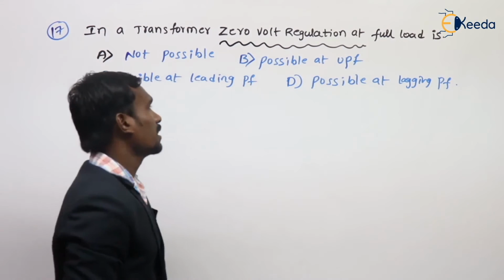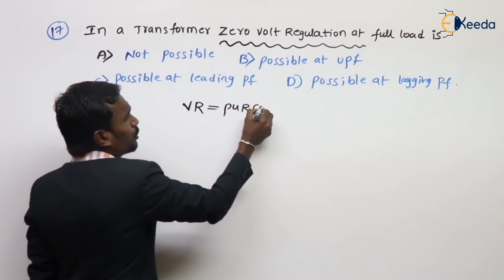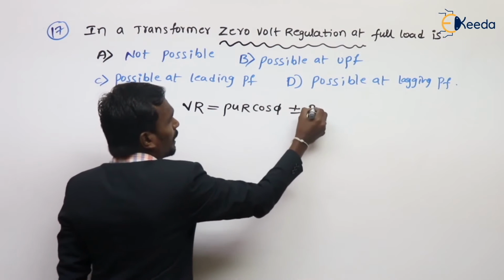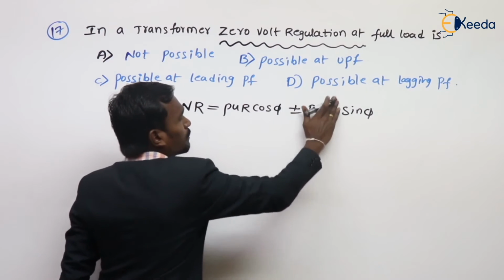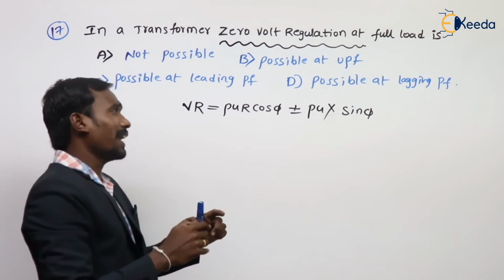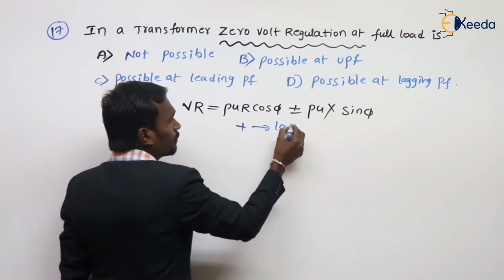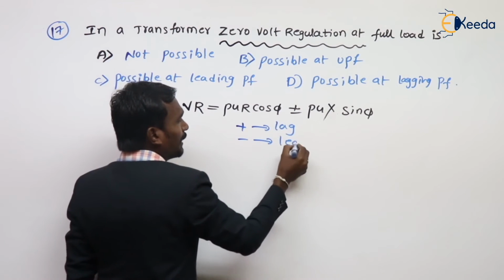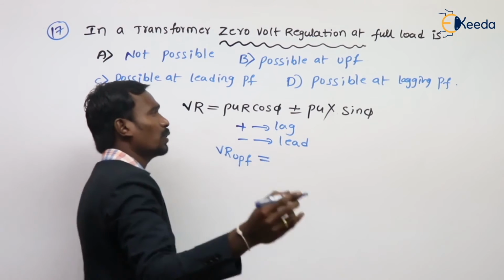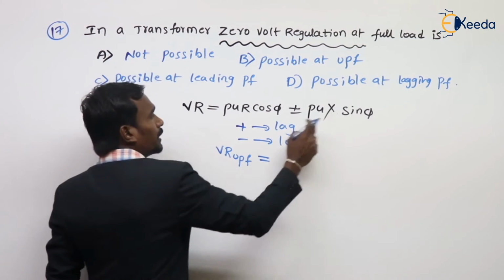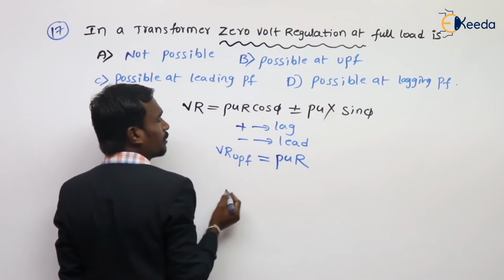Right? Let's see. Generally, the voltage regulation formula is per unit R into cos phi plus or minus per unit X into sin phi. We know that plus is for lagging load, and minus is for leading load. At unity power factor, can you tell me what the voltage regulation is? At unity power factor, sin phi is 0 and cos phi is 1. So at unity power factor, voltage regulation is per unit R.